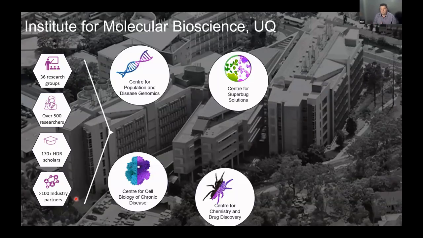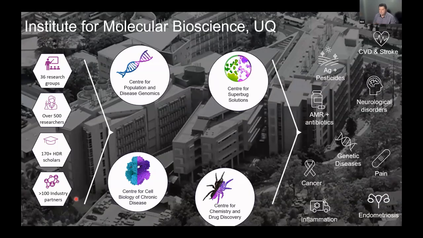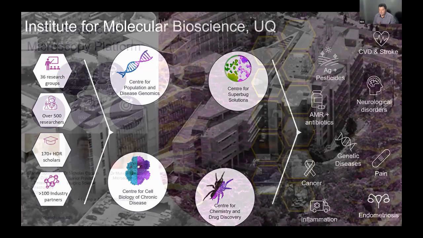Collectively, the Institute operates under 4 centers, whether it's population and disease genomics, superbugs, cell biology and chronic disease, or chemistry and drug discovery with all the lovely insects that we have from our country. Collectively, these all funnel into a number of outputs. But the take-home message here is in our facility, I get to work with really disparate things, whether it's working with industry on agricultural products, disease and health, microbes, antimicrobial resistance, endometriosis, pain research, all different lovely things, which is great for a microscopist.